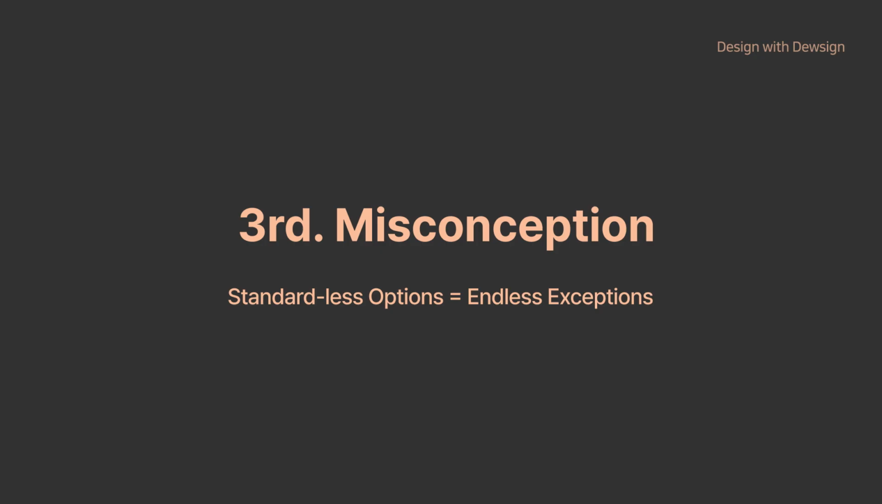But what happens if you keep adding options on the fly without any clear guidelines? The design system gets heavier and heavier, and eventually you'll find yourself sinking into a swamp of exception cases that nobody can control. At that point, you're not building a design system. You might actually be destroying it.